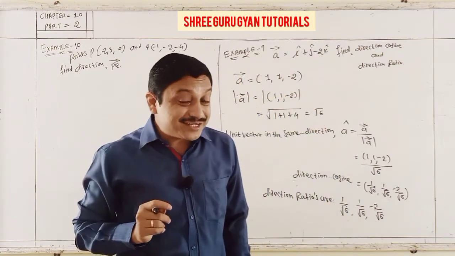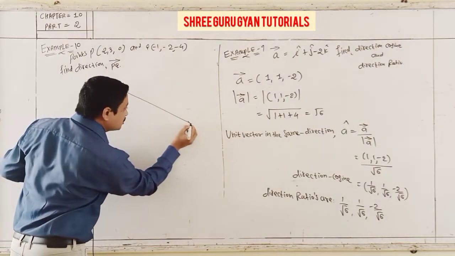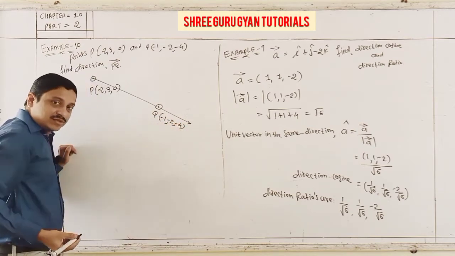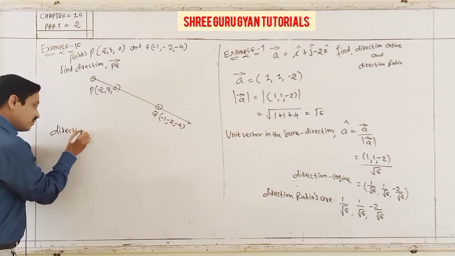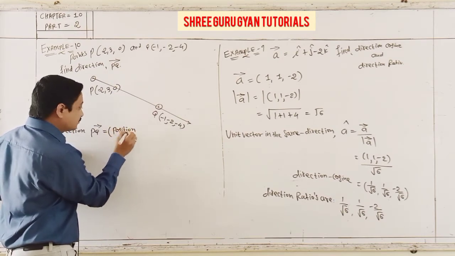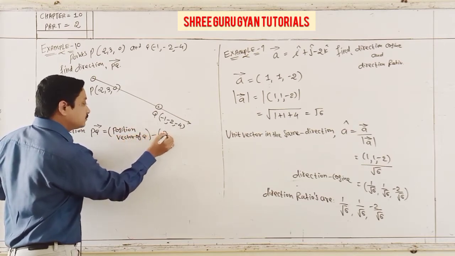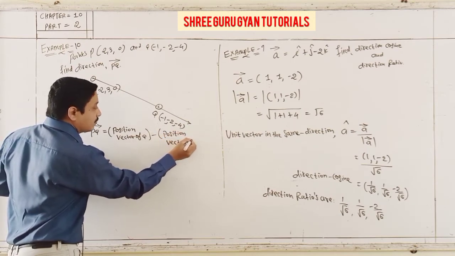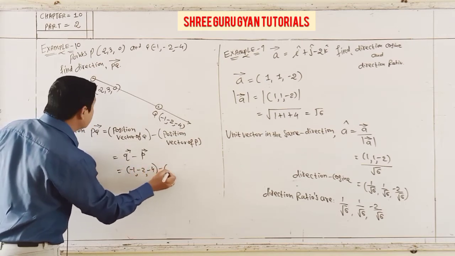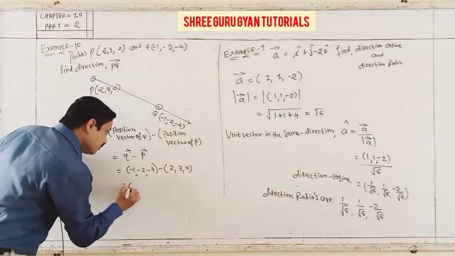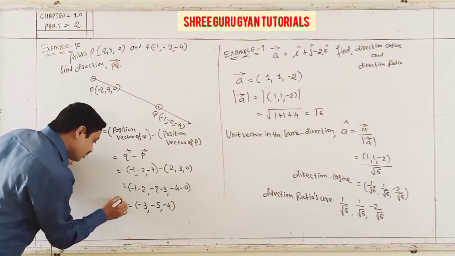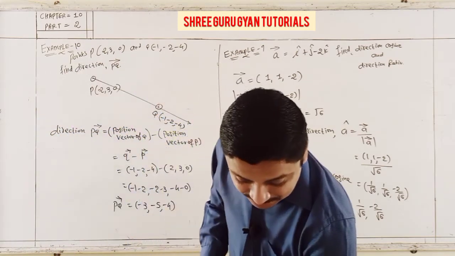Very easy. P is the initial point and Q is the last point, the terminal point. So I plot P here as 2, 3, 0, and Q as -1, -2, -4. You can define the direction of PQ easily: position vector of Q minus position vector of P. Q is (-1, -2, -4) and P is (2, 3, 0). Calculating: -1 - 2, -2 - 3, -4 - 0, which is -3, -5, -4. That is your direction from P towards Q, and that's my target. Only PQ is being asked.